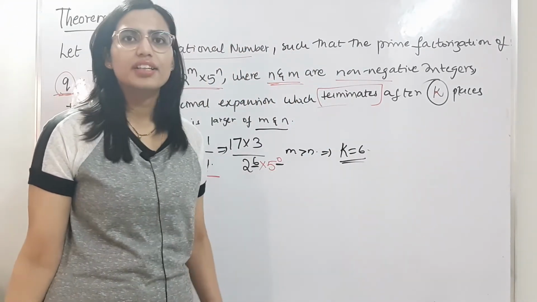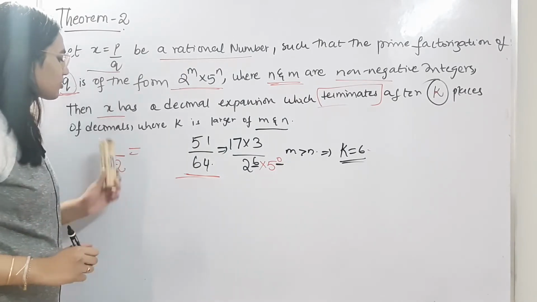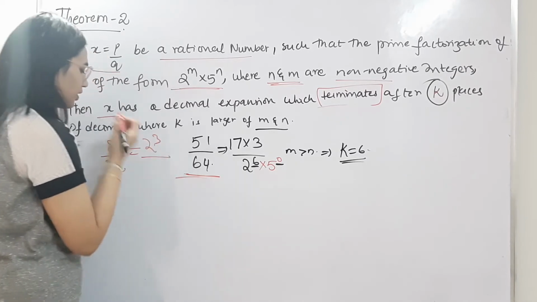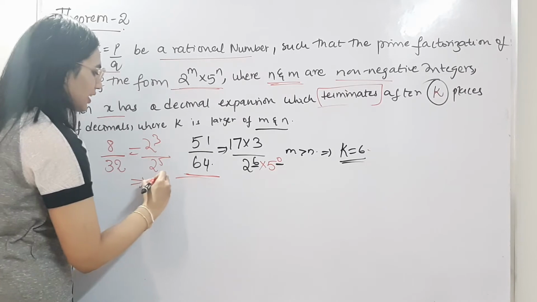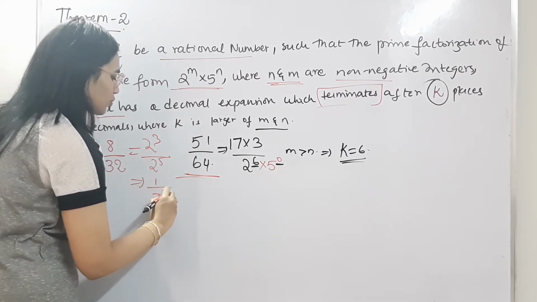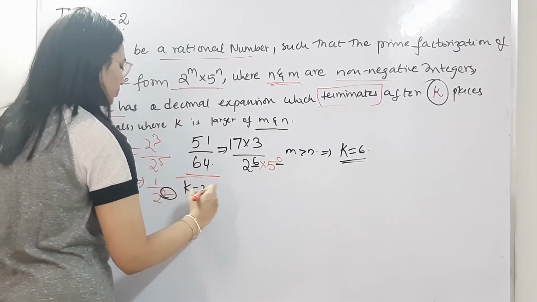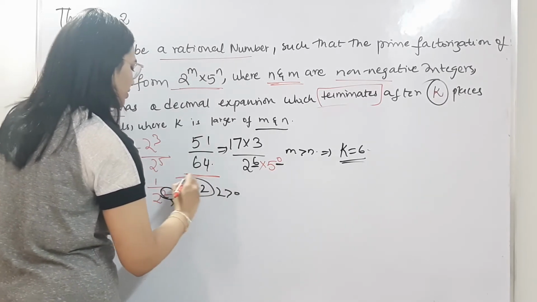This will be right. Let's try one more example now. After how many places does the decimal expansion of 8 by 32 end? How do you write 8? 2 power of 3. And how do you write 32? 2 power of 5. So after cancelling, what do you get? You get 1 by 2 square. Here k is what? 2. Because if you assume 5 power of 0, 2 is greater than 0. So k is 2.